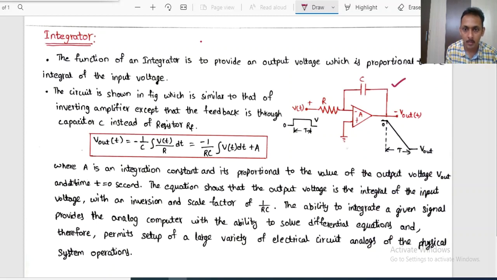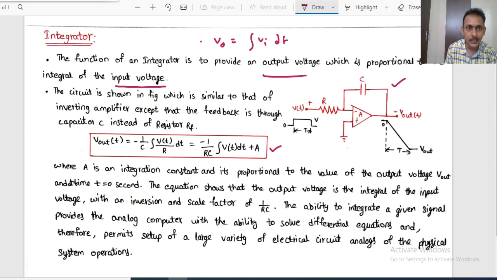What is the important formula that governs this integrator? Here, the key point is that the function of the integrator is to provide an output voltage which will be proportional to the integral of the input voltage. For example, if you have an output voltage, it should be in such a way that it is proportional to the integral of the input voltage.